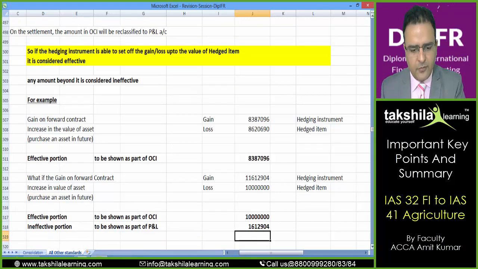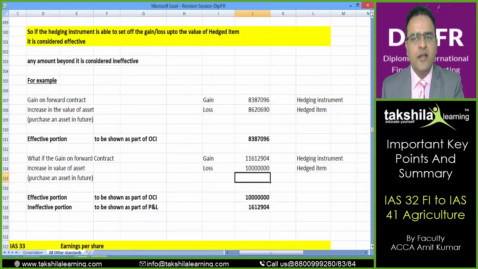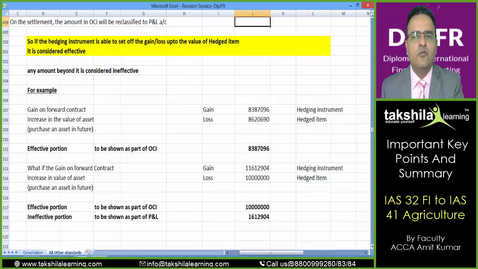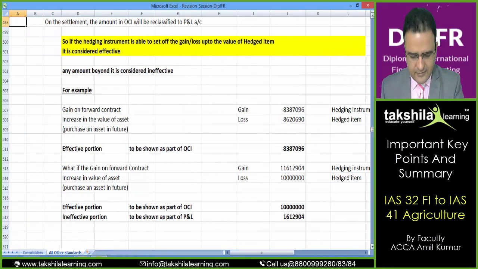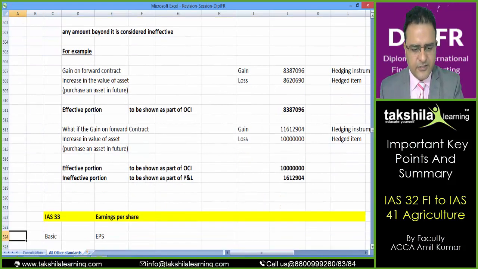This is how we deal with hedge accounting, and I come to the conclusion of the financial instruments. The next standard is IAS 33, earnings per share.